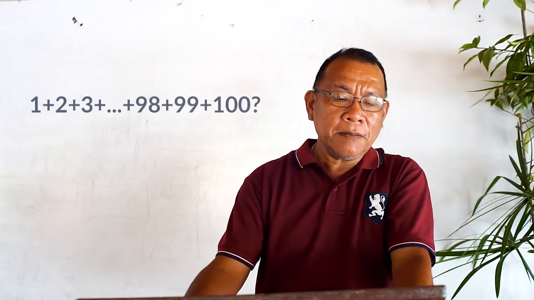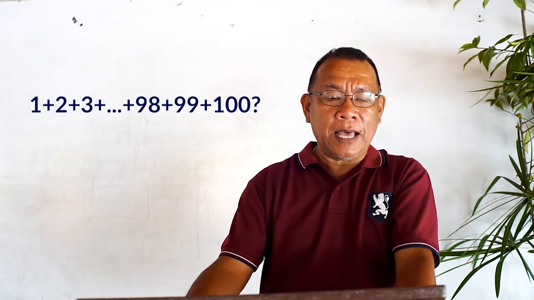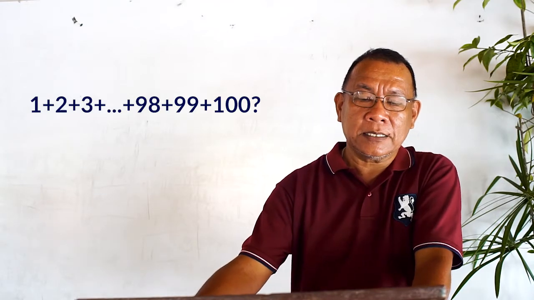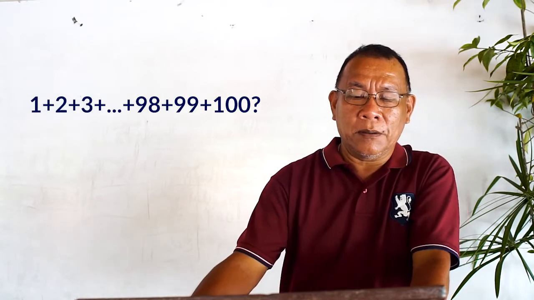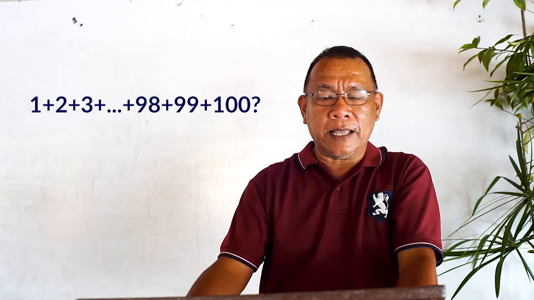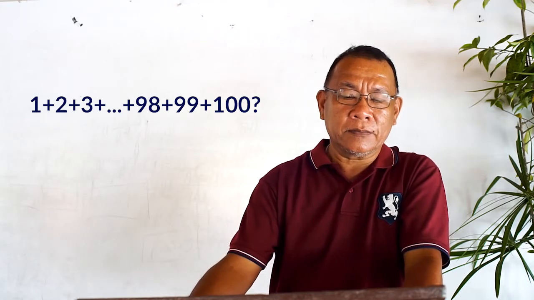Without pencil and paper, what is the sum of the first 100 positive integers? 1 plus 2 plus 3 plus and so on, plus 98 plus 99 plus 100. So that was what Gauss did when he was a young schoolboy.